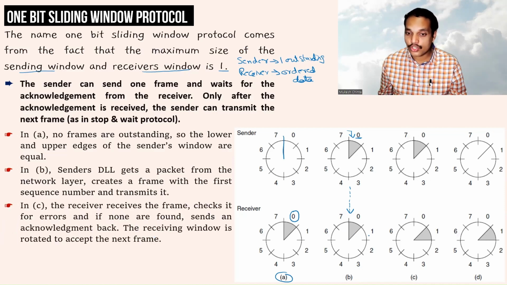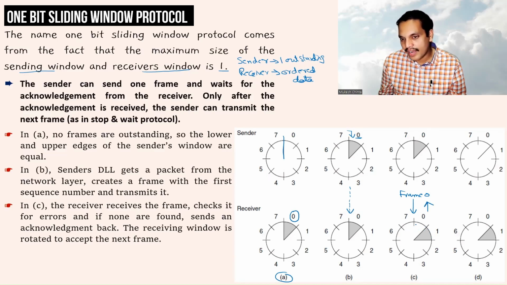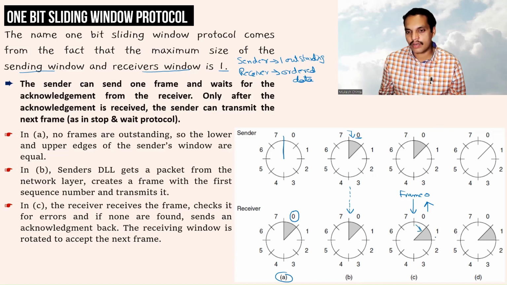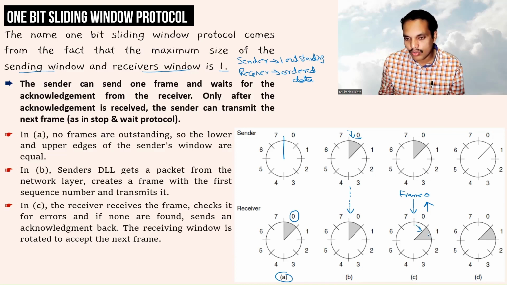In C, let us assume that the frame number 0 sent by the sender has been received by the receiver and verified, and there are no errors, depicting a successful transmission. So what will it do? It will send an acknowledgement back to the sender and now rotate the window, or slide the window, to the next sequence number. So what does this tell you? It tells you that the receiver is now expecting sequence number 1, or the frame with the sequence number 1.